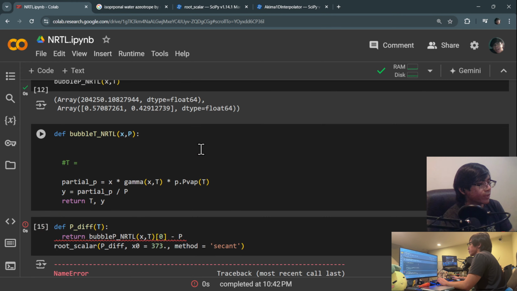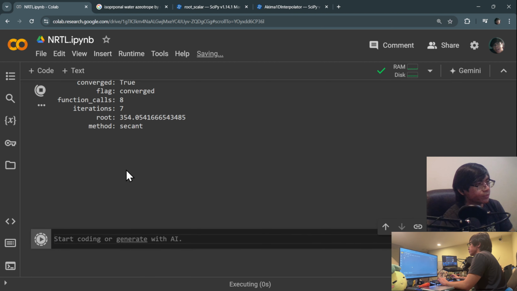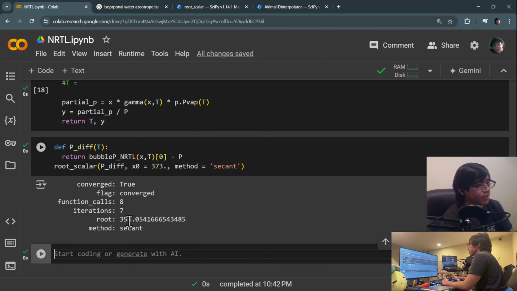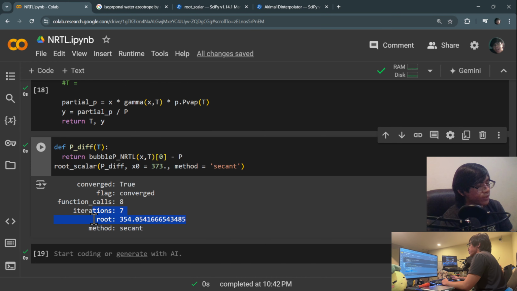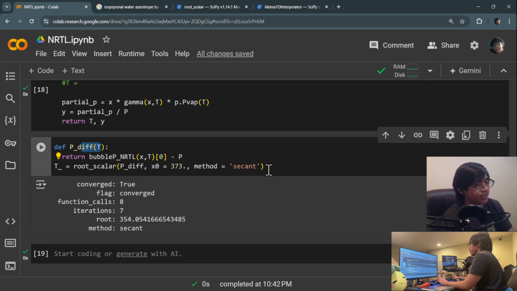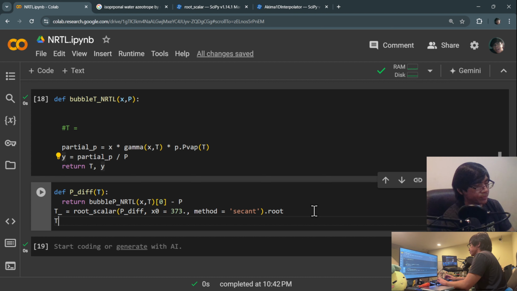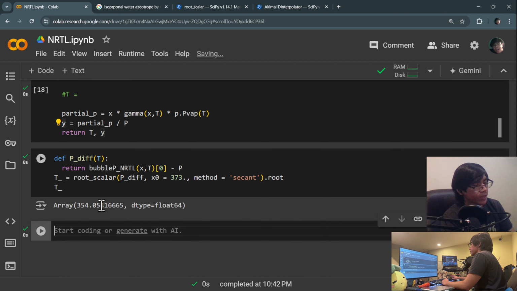P is not defined. Did I not hit Shift Enter here? I did not. Okay, so looks like it converged. Awesome. So it looks like this root attribute is giving us our temperature that we desire. So that's what we'll set our temperature to. So something like temperature is equal to, make it a different one since it's taking T from another place. And then we do maybe the root of that. And we should display it. So yeah, that's what we'll do.